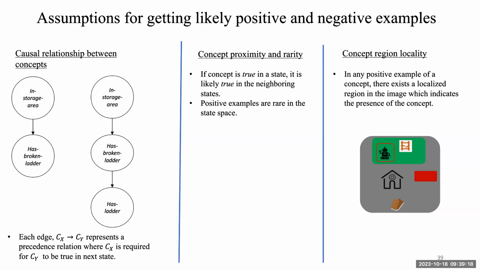The final assumption we make is concept region locality. Here we are saying that if we are given a positive example of a concept, then there must exist a localized region in the image which is indicating the presence of that concept. For example, in this state, in storage area is true, and this red bounding box is indicating that the agent is in the storage area.